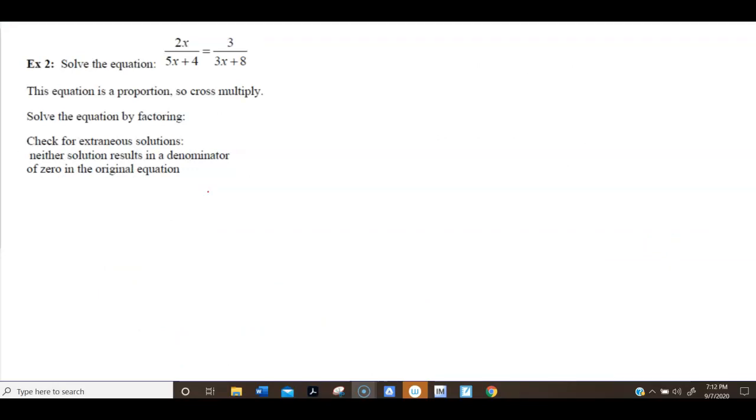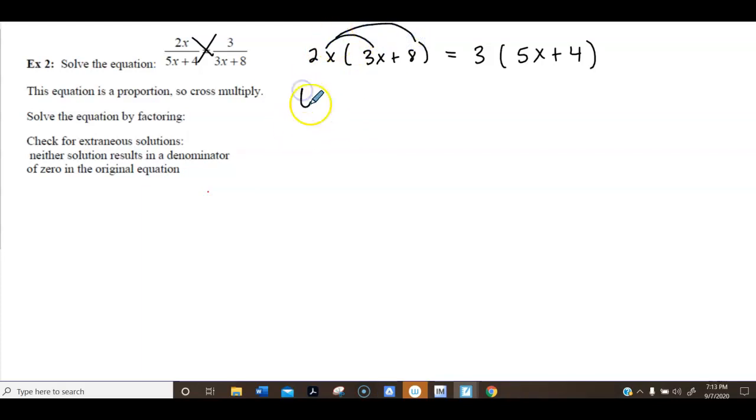Example number 2 is a proportion. We have one fraction equals another fraction. So the easiest way to solve example number 2 is simply to cross multiply. When I cross multiply, I get 2x times 3x plus 8 equals 3 times 5x plus 4. Make sure that you distribute through to both numbers. 2 times 3 is 6, x times x is x squared, plus 16x is equal to distribute 15x plus 12.